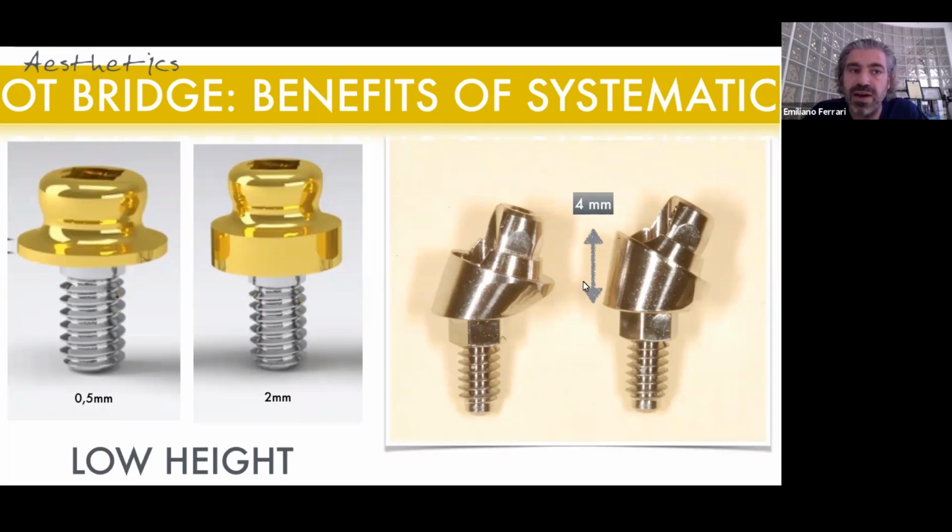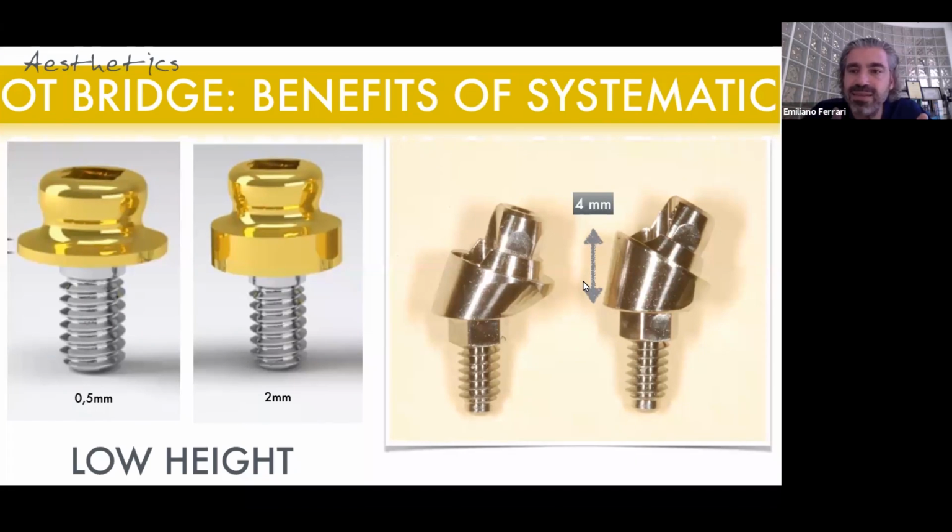Other very important advantages are the aesthetical advantages. First of all, because of the low height of those abutments. Those abutments are available for all implant brands, internal connection or external connection. In case of internal connection, it's available also in 0.5 millimeter, which is really nothing. You have the attachment directly on the head of the implant. And if you have used some multi-unit abutment, you know that the 30 or 35 degree angulated multi-unit abutment is 4 millimeters high. The lowest is 4 millimeters.